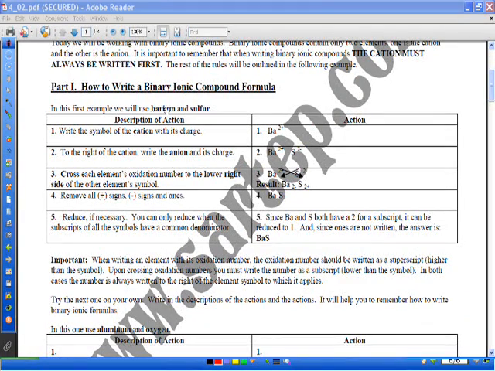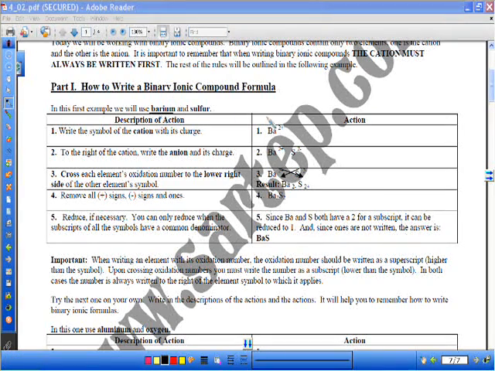So we want to write a binary ionic compound between barium and sulfur. How do I know it's binary? We're talking about two atoms. And it's ionic because it's a metal and a non-metal. So look at your periodic table and go find barium. The symbol is Ba, and it has an oxidation state of +2. We're going to write that first because the cation is written first. The anion is written second, so write the anion to the right of the cation, and it's got a -2 charge.